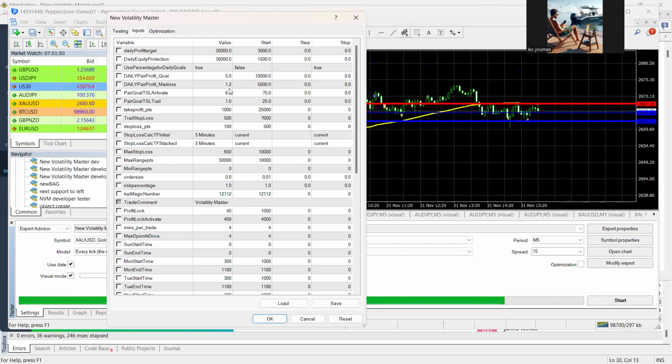Now, because our goal was set at 5, I had the new activate setting at 6, meaning that it would never actually activate. So I'm going to drop that down to 2%, and I'm going to leave this one at 1%. Now, what that means is that once this pair, so once gold gets into 2% profit for the day, it's going to activate a trailing stop loss at 1%. So at that point, the worst we could do for the day would be to make a 1% profit.